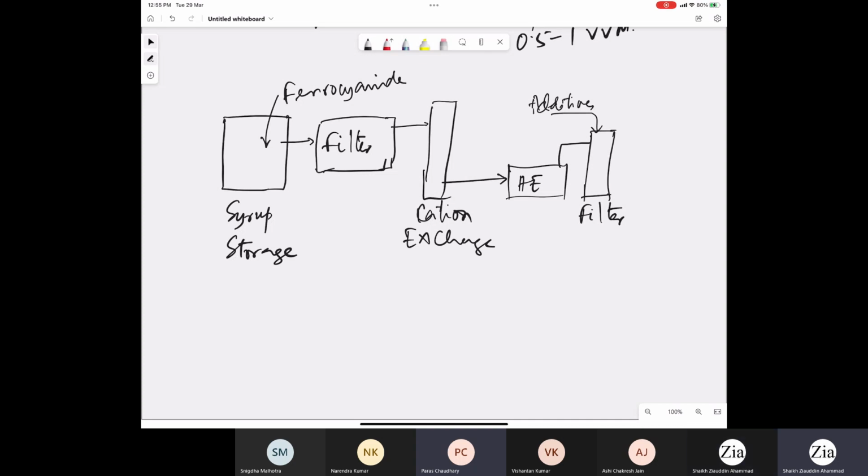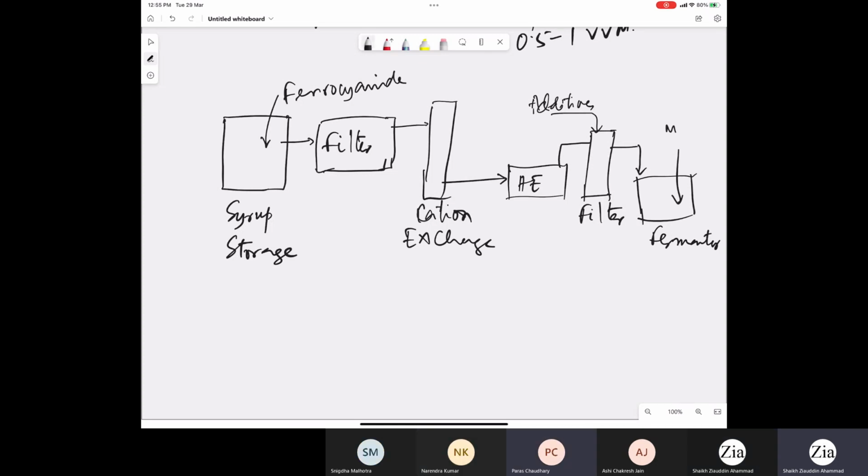And then you will have the fermenter. So in the same fermenter, you also add the mycelium, because mycelium is obtained from a different reactor system, because you just grow the culture in a flask and then a little bit larger flask, then you transfer that to the fermenter.